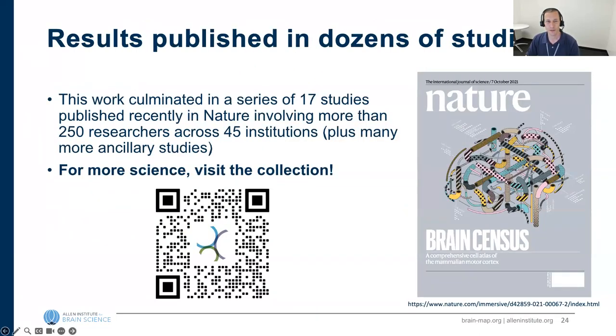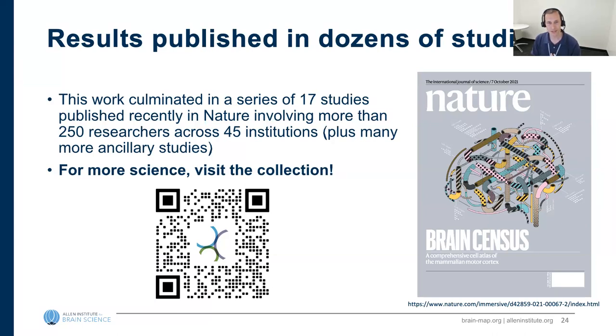And so all this is just a flavor of the things that came out of this work. This culminated in a series of 17 studies that was published in Nature that involved more than 250 researchers across 45 institutes. And here's a QR code and the link if you want to go into more detail into any of these studies themselves.